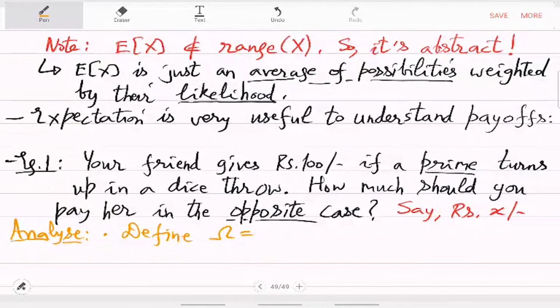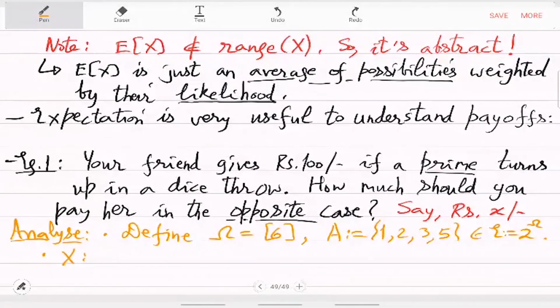Just to recall, in this experiment, what is the sample space? That is 1 to 6, the possible dice throws. What is the event of interest? That's prime numbers, so it's 1, 2, 3, 5, which is one of the events amongst all the subsets. So this gives you the probability space. Probability, of course, is 1 by 6 for each number. So this defines the probability space.